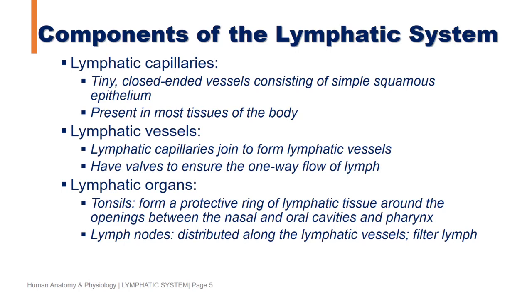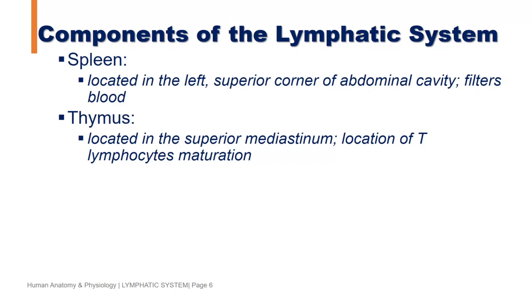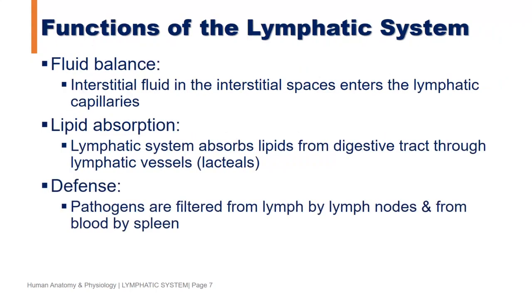Then we also have the lymphatic organs. You have your tonsils, which form a protective ring of lymphatic tissue around the openings between the nasal and oral cavities and pharynx. Lymph nodes are distributed along the lymphatic vessels. Then you have the spleen located in the left superior corner of the abdominal cavity. It filters the blood. The thymus is located in the superior mediastinum, the location of T lymphocyte maturation.